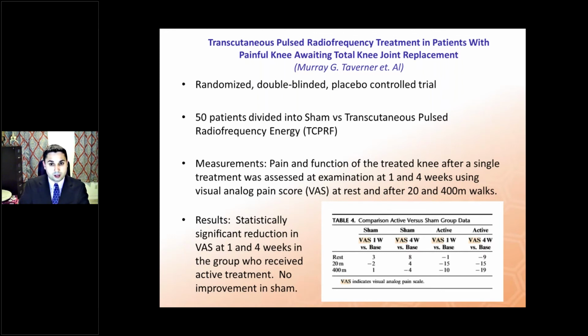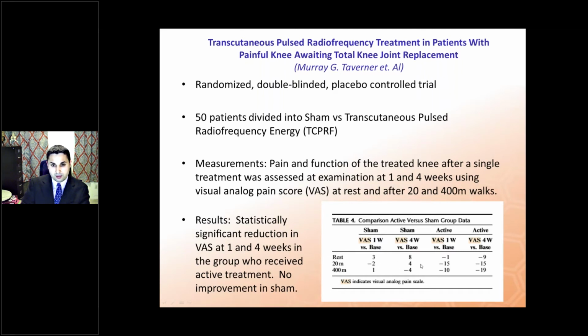And they started to do measurements and comparing, after having them do walks at 20 meters versus 400 meters and measuring their visual analog scale on a scale of 0 to 100. And in this one, it showed improvement in the active versus the sham. This chart's a little bit hard to read, but basically they're showing that at rest, in the shams at 1 week and 4 weeks, the pain's kind of going up.